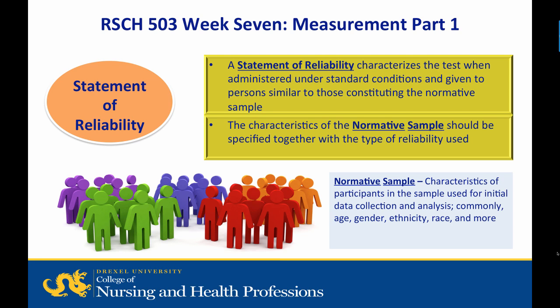This statement characterizes the test when administered under standard conditions and given to persons similar to those constituting the normative sample. The characteristics of the normative sample should be specified together with the type or types of reliability used in developing the test or instrument. The normative sample is the group of individuals included in the original investigation of the instrument's reliability and validity. The characteristics of the participants in the normative sample used for initial data collection and analysis must be specified. Variables commonly described include age, gender, ethnicity, race, and others.